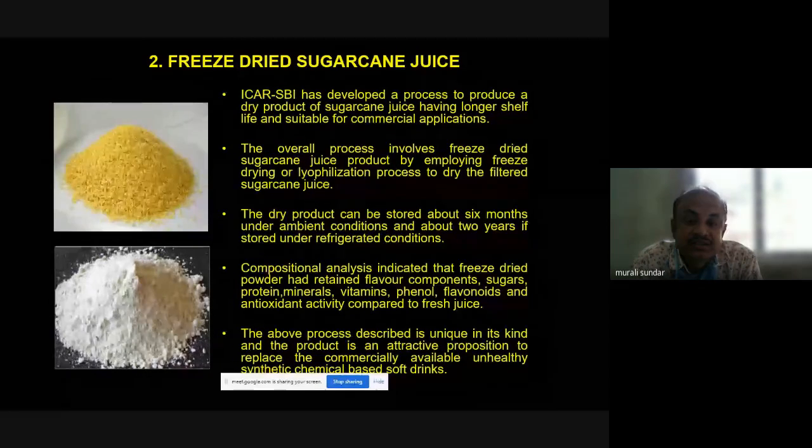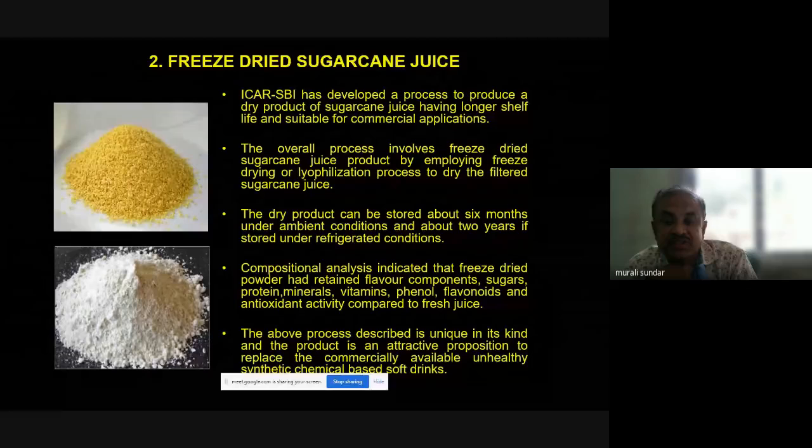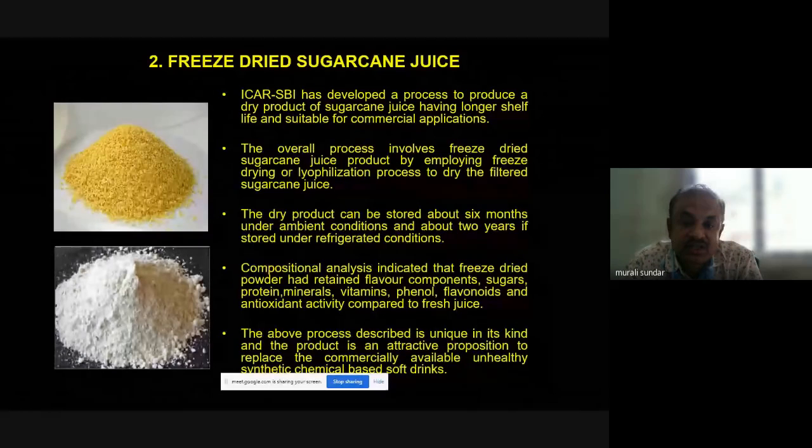We have tested this product with an organoleptic test with institutional consumers who were working in our institute and outside. We packeted the juice without naming the product. We just gave it to the consumers, they cut open the packet and mixed it with water, and we got opinions from the consumers. Almost 97.9% of the consumers told us that it looks like sugarcane juice, and they didn't find any difference between fresh juice and freeze-dried sugarcane juice.